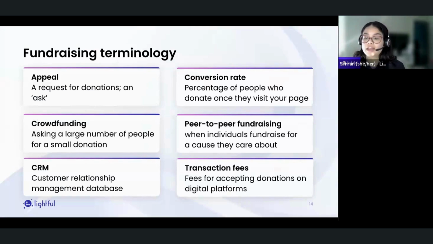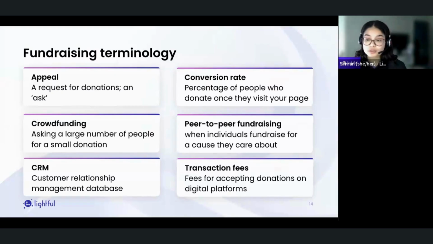So firstly, we have a fundraising appeal or a fundraising campaign, and this essentially is an ask or request for donations. Some organizations will refer to campaigns as appeals when they are campaigns specifically for fundraising. And then we have conversion rate, which is a really important term.